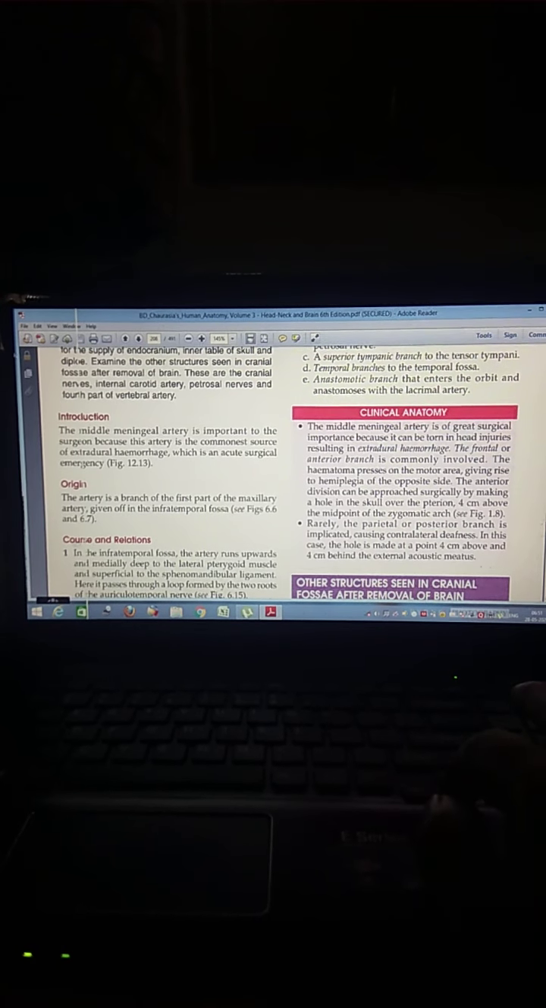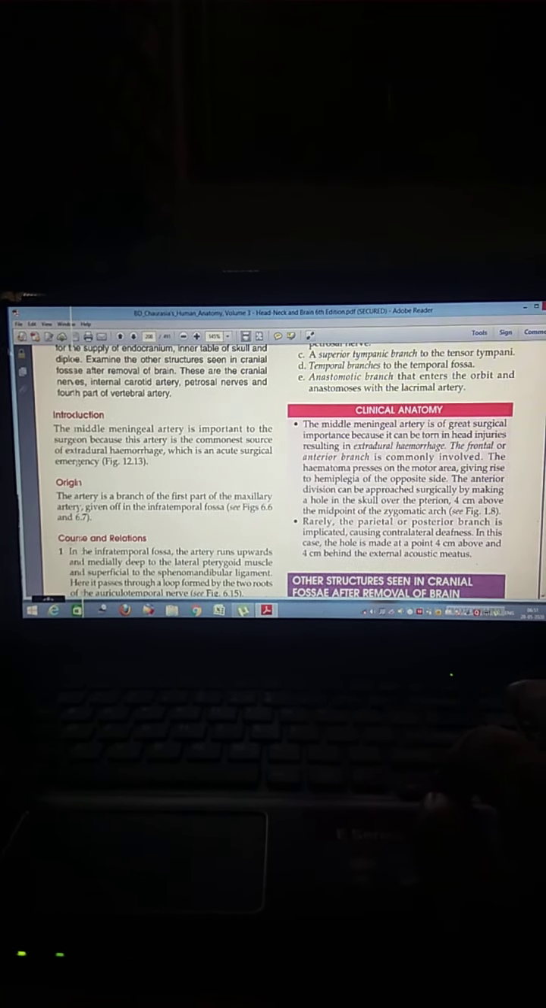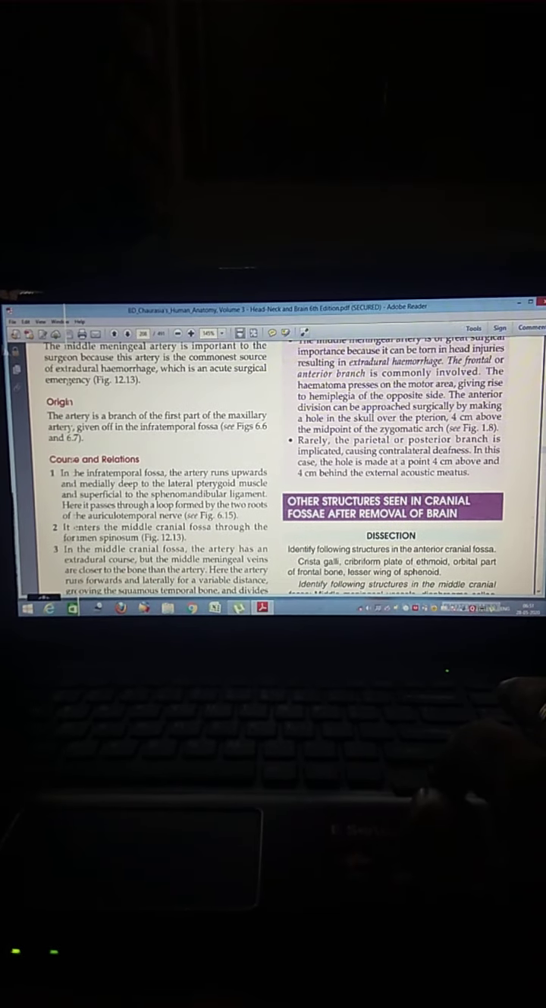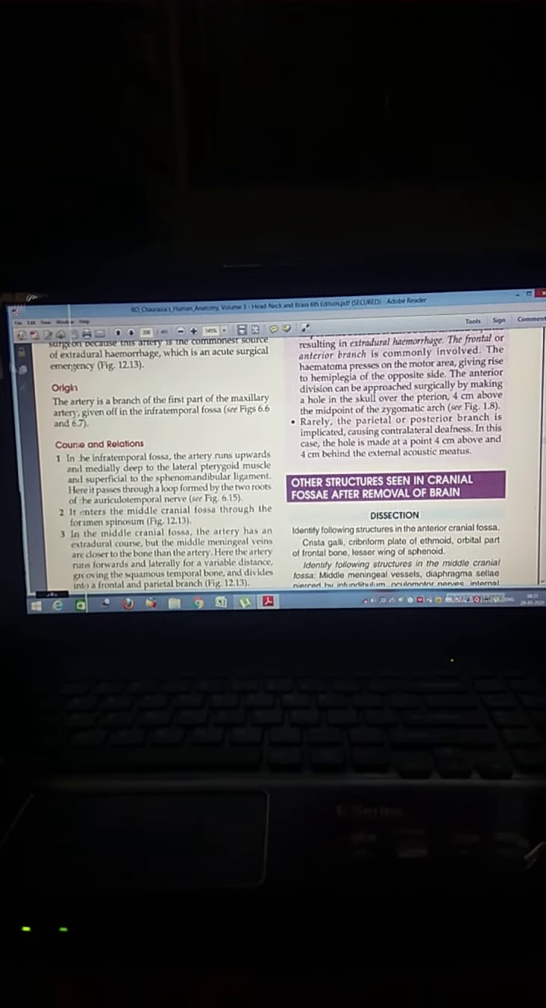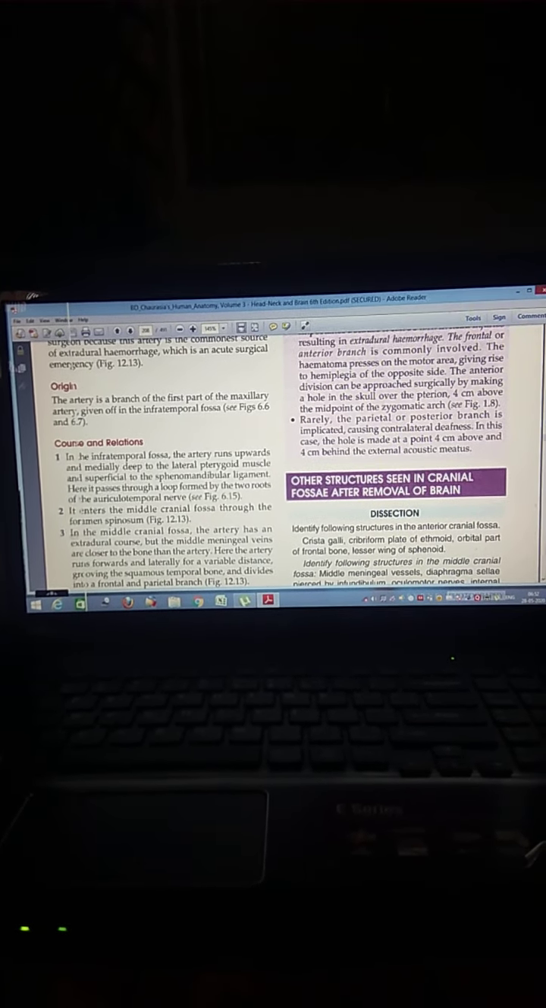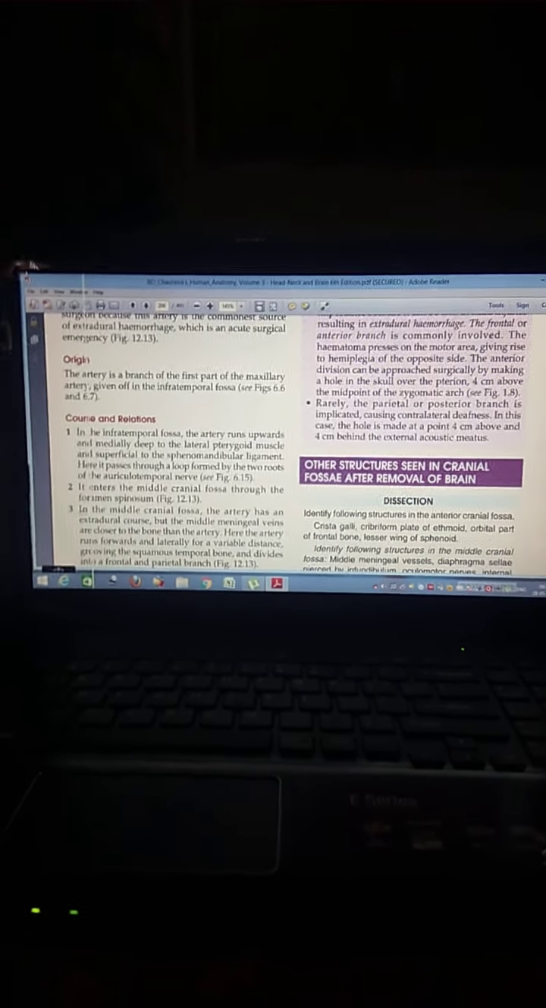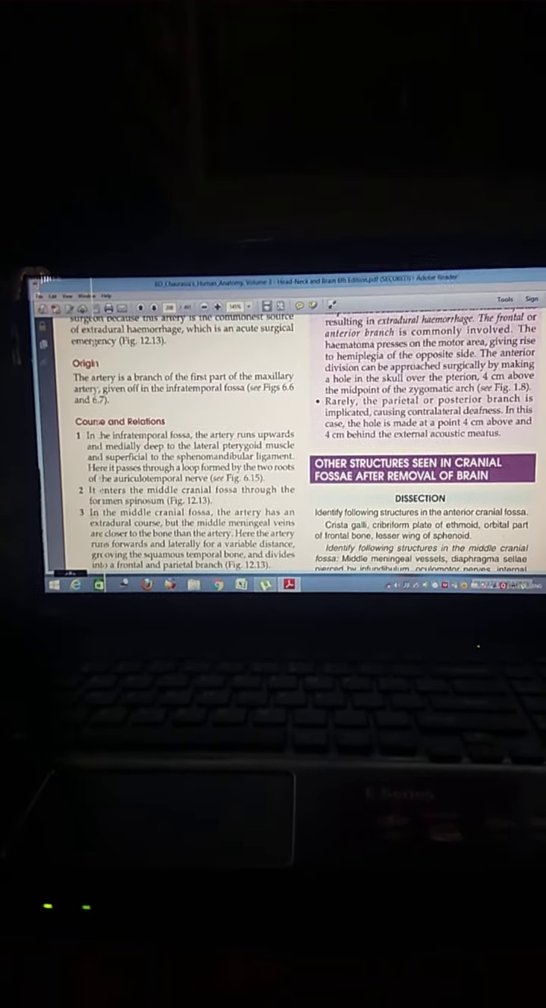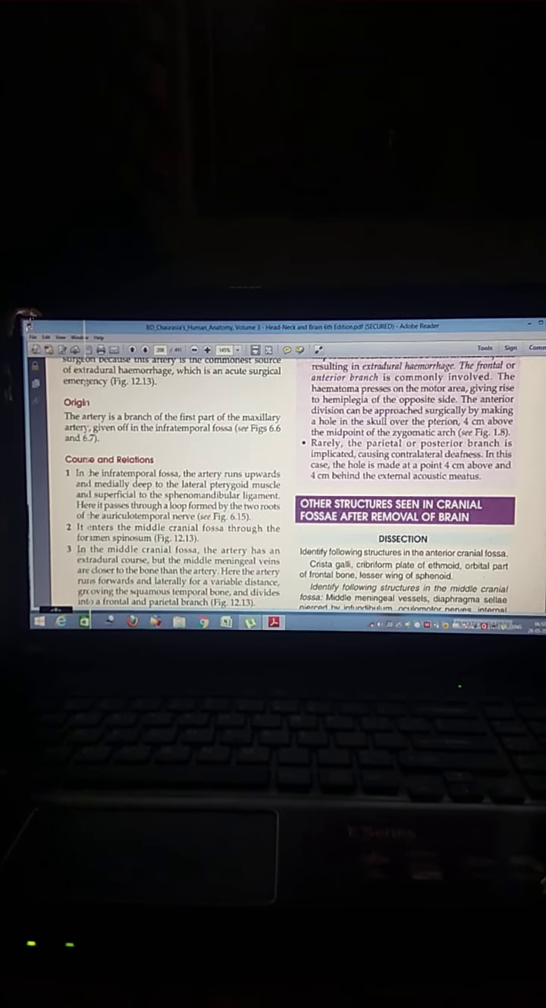Now, here the middle meningeal artery. Introduction. The middle meningeal artery is important to the surgeon because this artery is the commonest source of extradural hemorrhage. And origin. The artery is a branch of the first part of the maxillary artery and is given off in the infratemporal fossa.